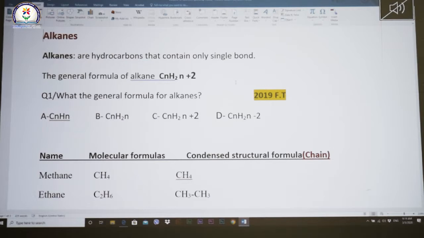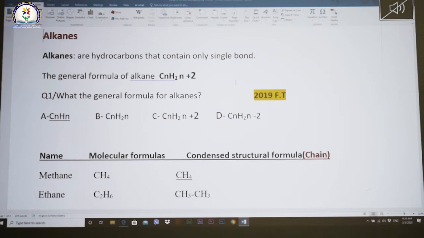The general formula for alkanes is CnH2n+2. It came in the baccalaureate in 2019. What is the general formula for alkanes? You have to choose C. Very important note: for every group of hydrocarbon compounds, you have to memorize the general formula for this group. For alkanes, you have to choose C.